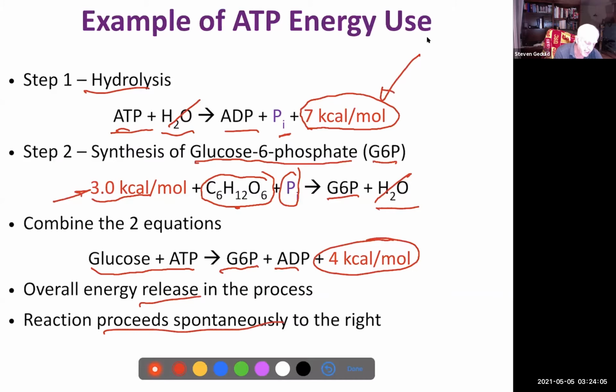So it proceeds spontaneously because it gives off energy. It doesn't take energy, it produces energy. So it can occur spontaneously. We don't have to put energy in to make it happen. So it's 3 steps. You have hydrolysis of ATP, which breaks the phosphate bond. You synthesize glucose 6-phosphate from glucose, adding the phosphate group to it. And you add those 2 reactions together: glucose plus ATP goes to glucose 6-phosphate plus ADP, and 4 kilocalories per mole of energy.